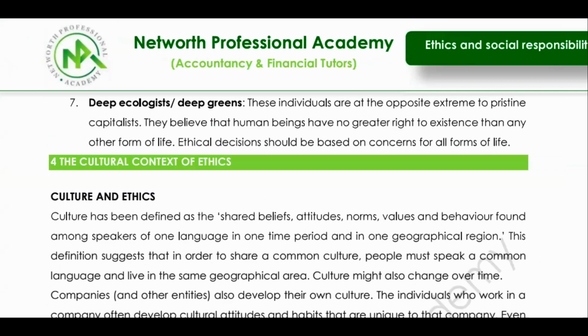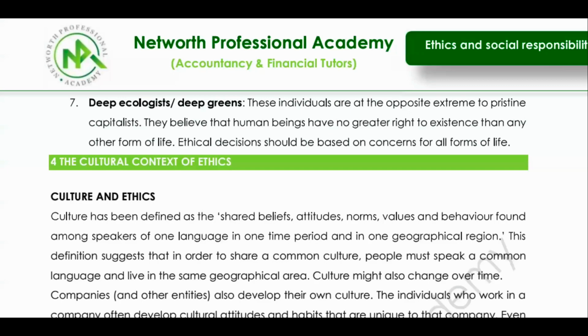point of view. Yes, we don't subscribe to it, but that's their point of view, and we need to identify their point of view. They said that when you want to make ethical decisions, consider all forms of life. Don't just consider yourself as a human being alone.